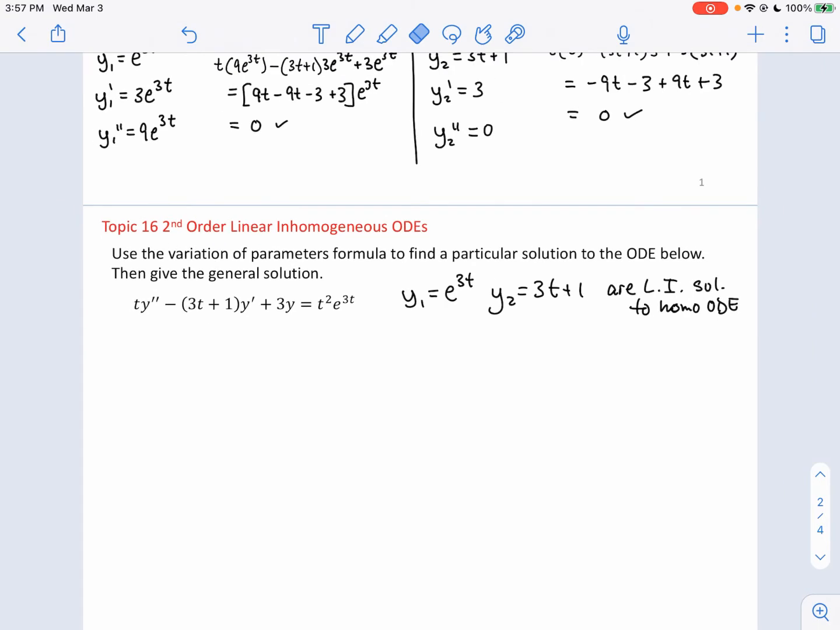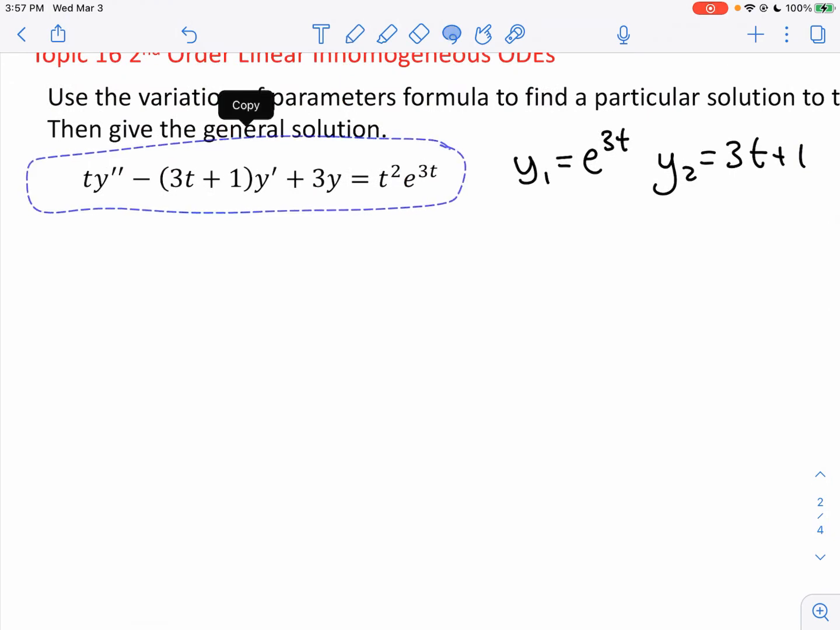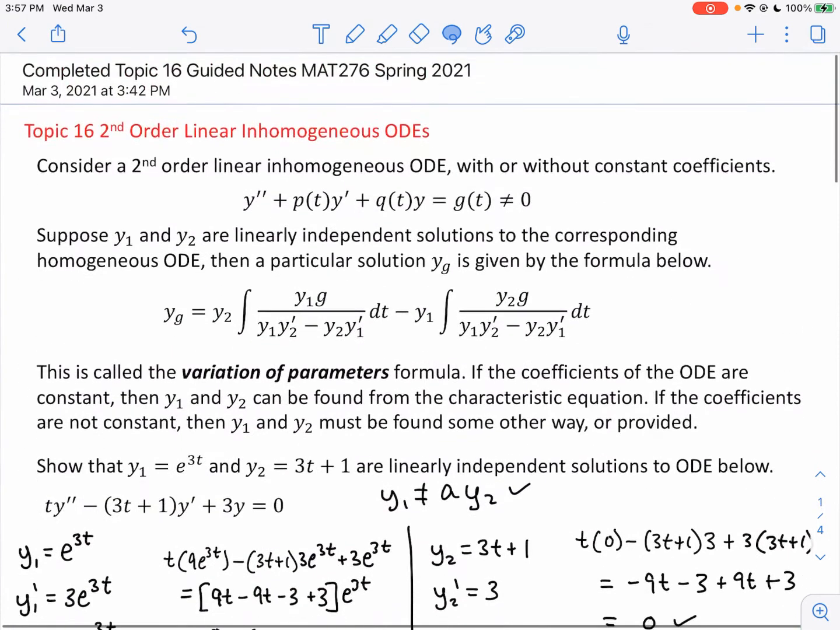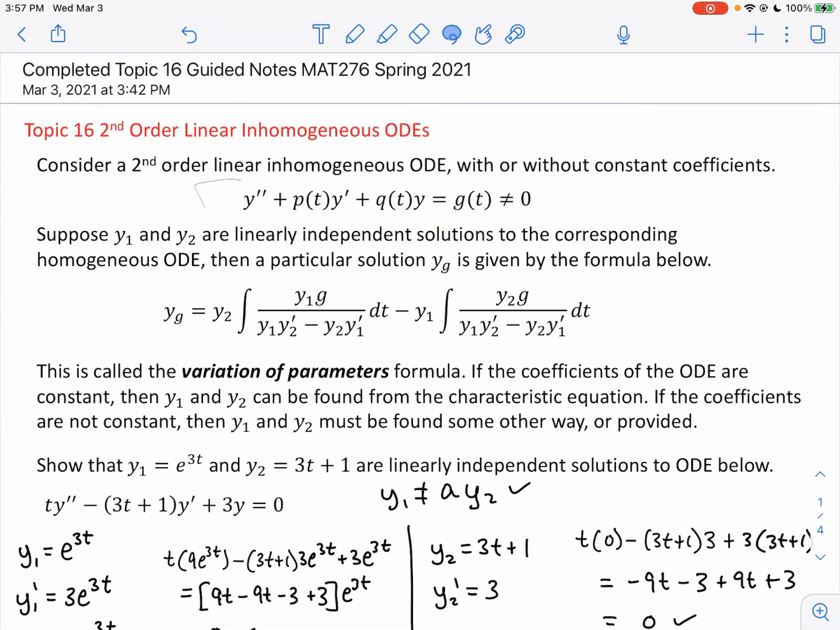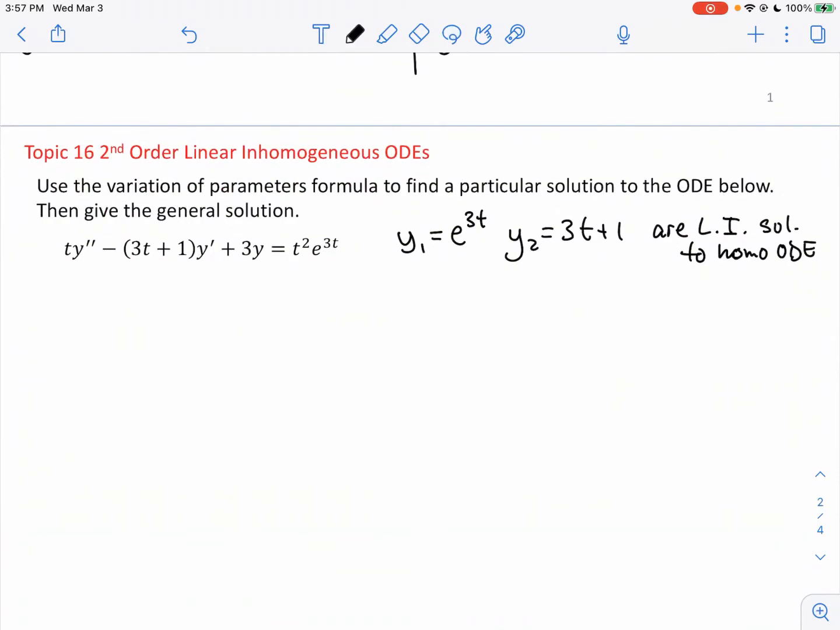Now, these would also be linearly independent solutions even if I were to divide both sides by t. So the next thing I would want to do is get this differential equation into this form, which means that we need a 1 coefficient in front of the y double prime. That's the only thing that's not consistent with our form. So I'm going to divide everything by t to begin. So we get y double prime minus (3t plus 1) all over t times y prime plus 3 over t times y is equal to, now t squared divided by t will just become t, and then e to the 3t.